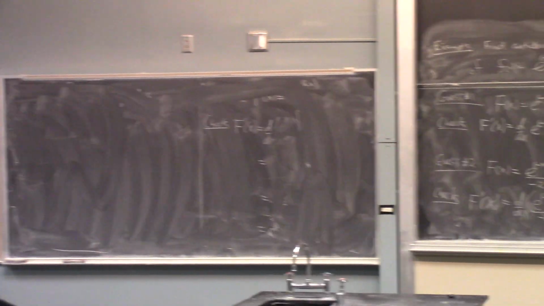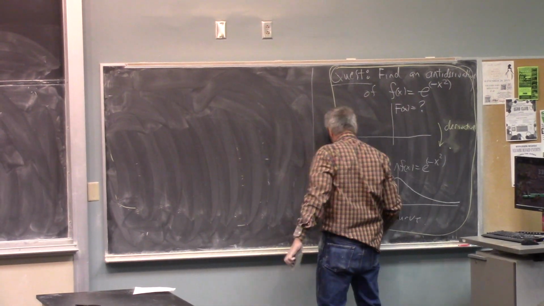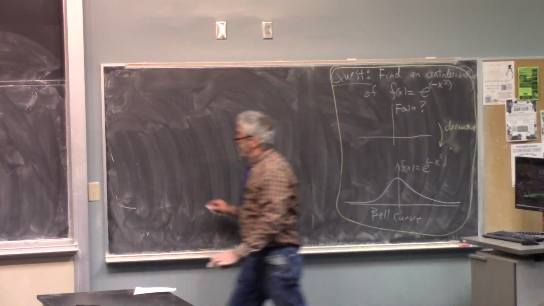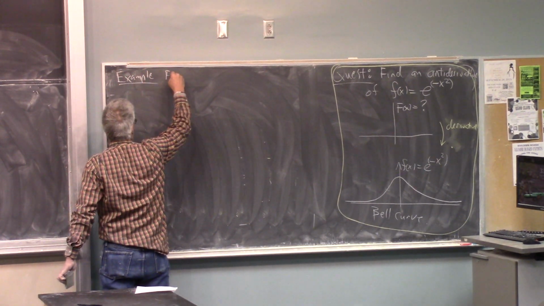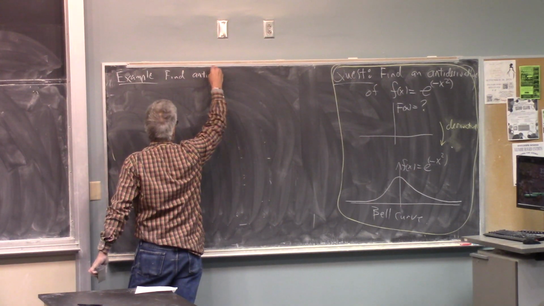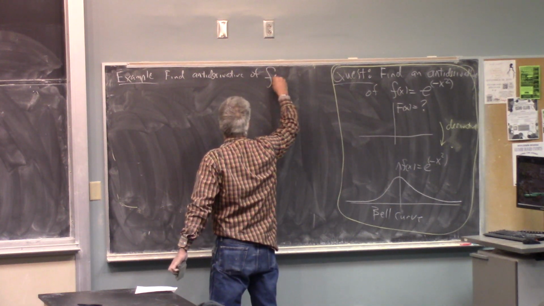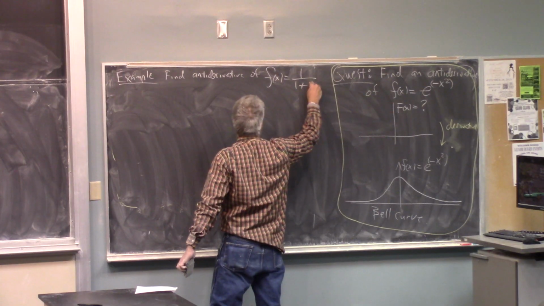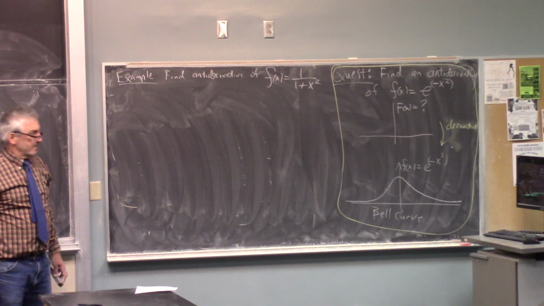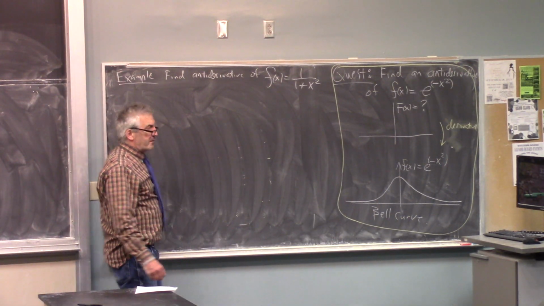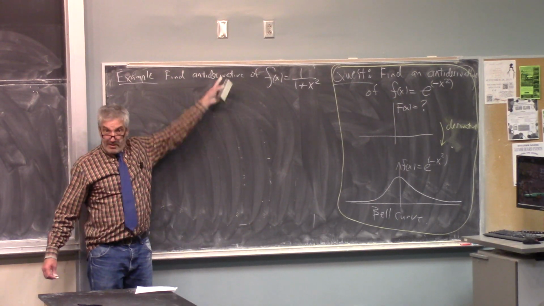So again, that quest is this whole thing. Find an antiderivative of little f of x equals 1 over 1 plus x squared. So we're trying to find a function capital F that when I take the derivative of capital F, I get this thing.